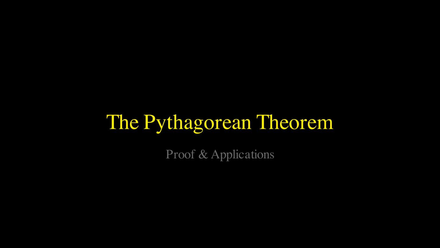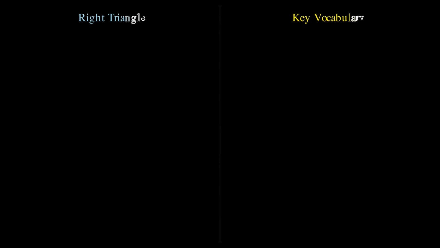Today, we're going to learn one of the most important ideas in mathematics, the Pythagorean Theorem. This theorem explains the relationship between the three sides of a right triangle. Once you understand it, you can find missing side lengths and solve many geometry problems. Let's begin with the triangle itself.